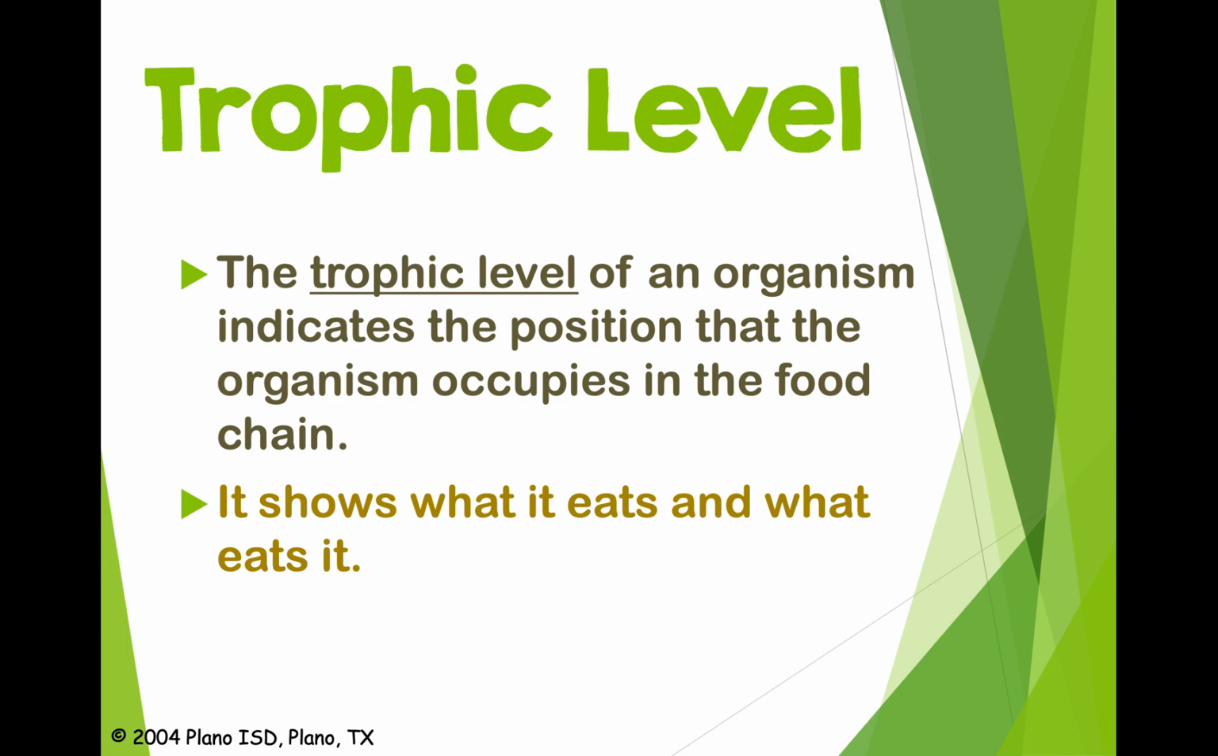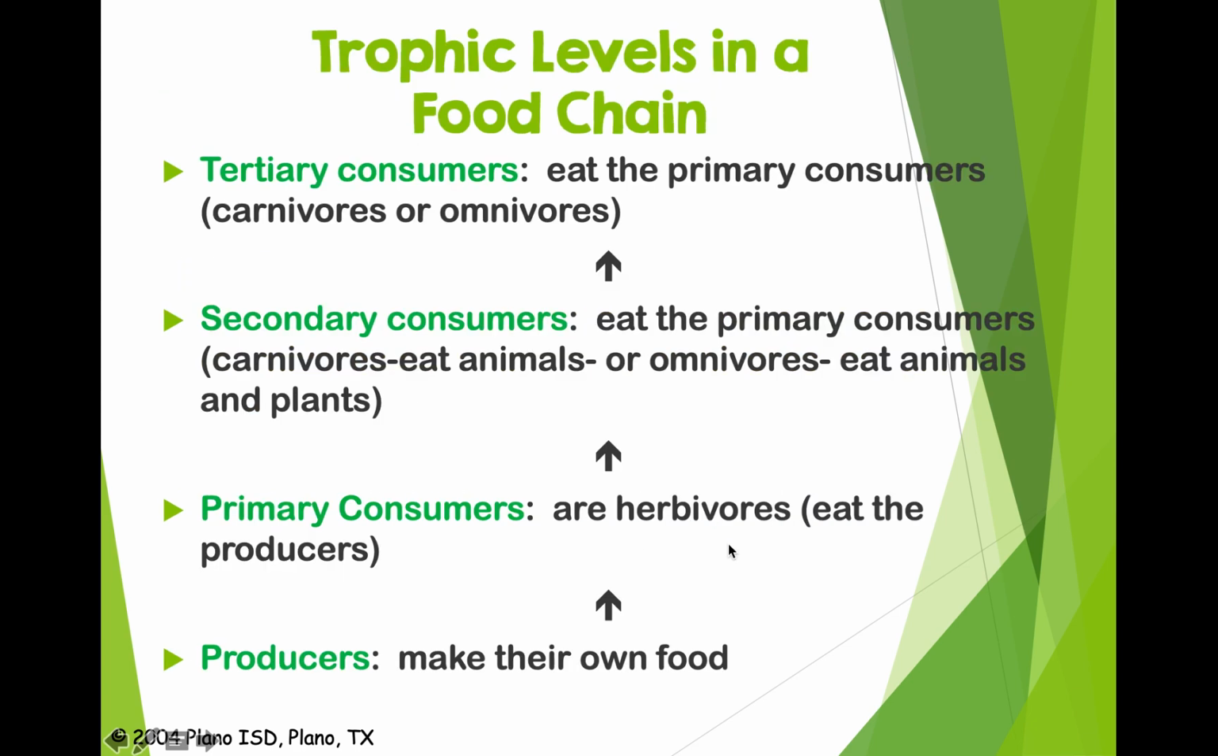So then we talked about trophic levels. The trophic level of an organism indicates the position that the organism occupies in that food chain. So it shows what it eats and what eats it. In the trophic levels of a food chain, you start down here at producers. Remember, they're making their own food. The first organisms, which are usually the herbivores, are going to eat the producers, and they are called primary consumers.